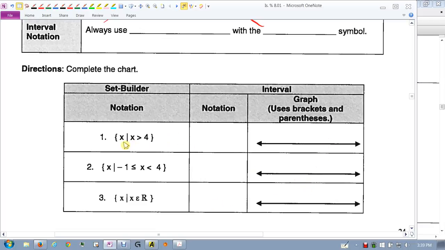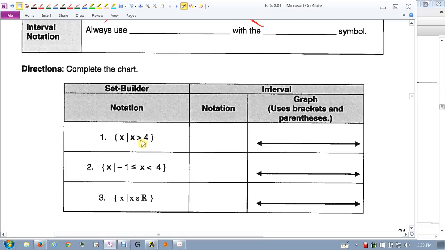So we are saying here the set, that's what the braces mean, of all x's such that x is, that symbol means greater than 4. X is bigger than 4. So that means it's all the numbers on the number line that are bigger than 4, but not including 4. If we wanted to include 4, we would put what underneath the equals here?